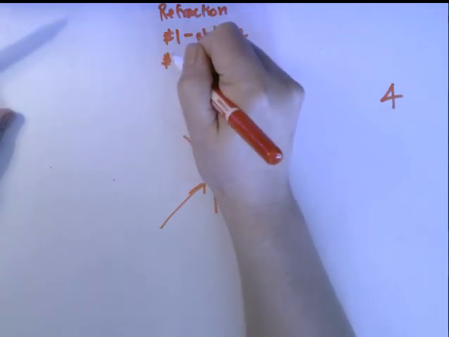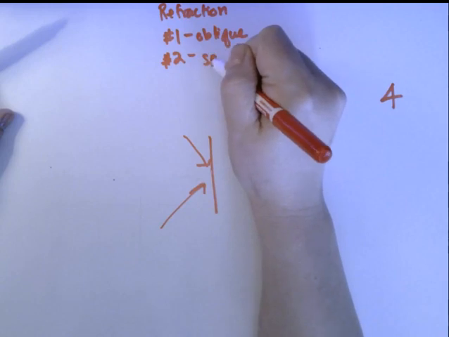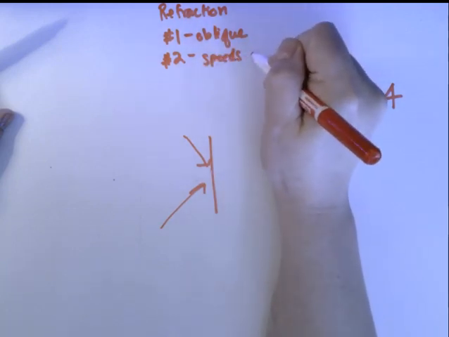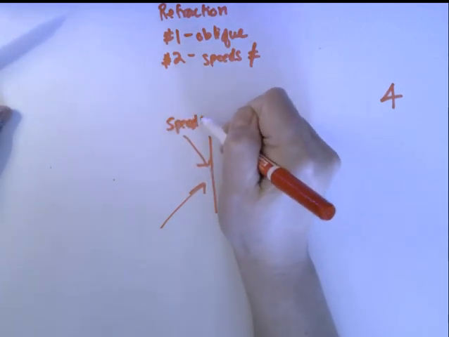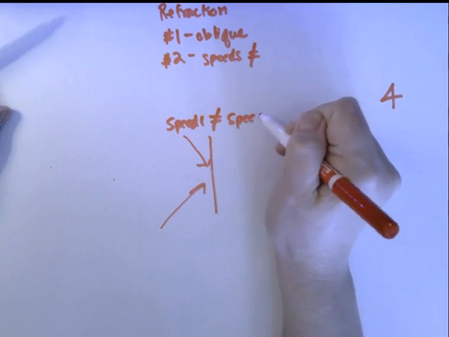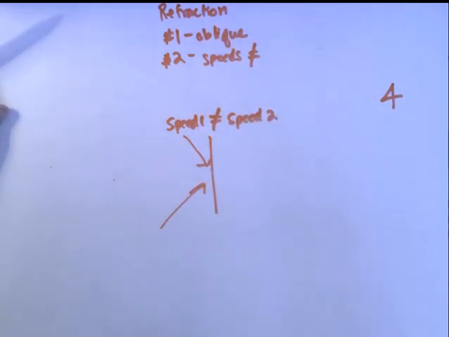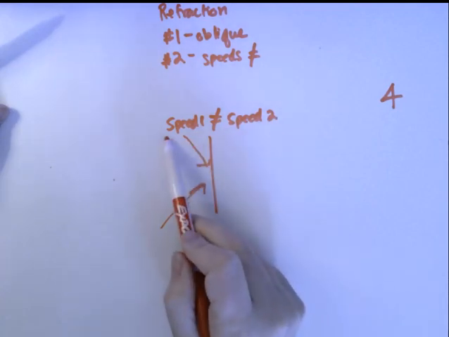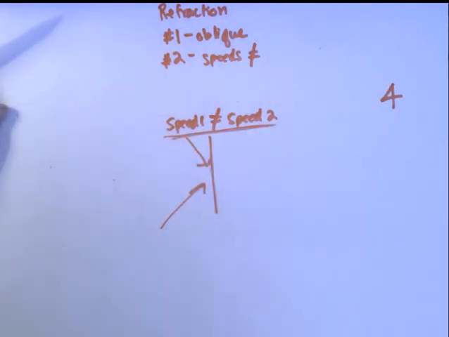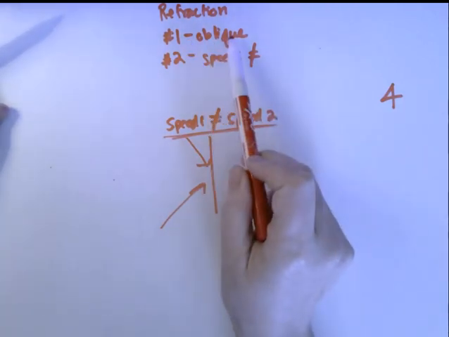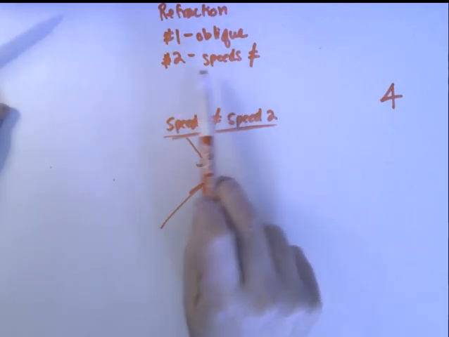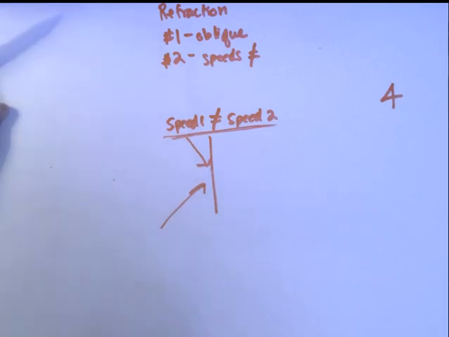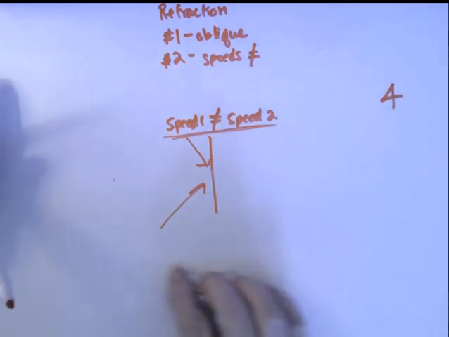The second rule of refraction is that the speeds of the media cannot be equal. Speed 1 cannot equal speed 2. If it does, refraction will not occur. So we have to have a difference of speeds for refraction to occur. So those are the two rules. If you get a question that says anything about normal, your answer will not be refraction. If you get anything in a question that says something about the speeds are equal in both media, your answer should not be refraction. You have to have both of those things satisfied.